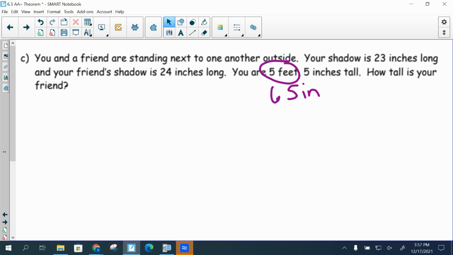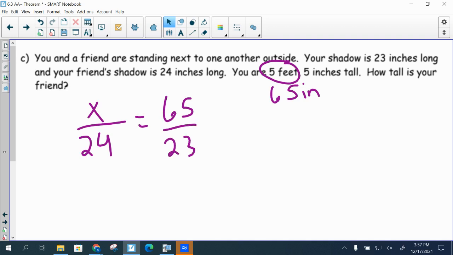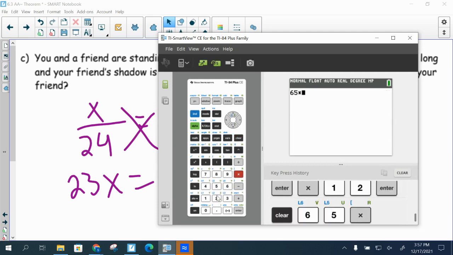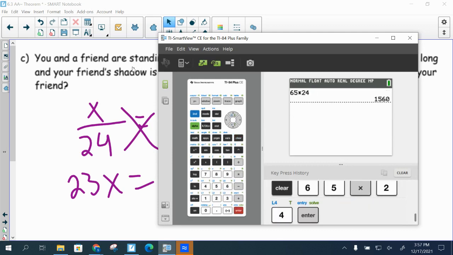So you could do your friend, which is x, because you want to know how tall they are, divided by their shadow's length, which is 24, equals 65 over 23. And then if you cross multiply, you get 23x equals 65 times 24. 65 times 24 is 1560. And if you divide that by 23, you get 67.826.